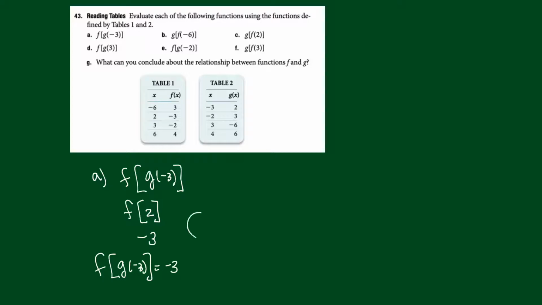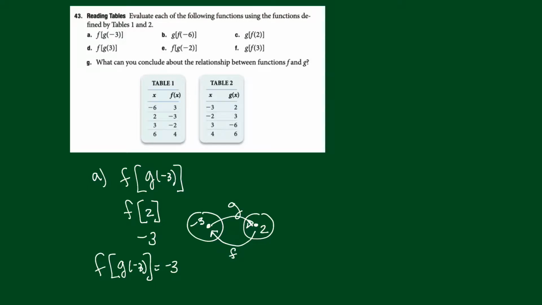So what we're doing here is, if we just draw a picture, we start here with negative 3. We apply g to it. That took us to a 2. And then we apply f to it, and that takes us right back here to negative 3. So what we see here is that f undoes the effect of g. G does something, f undoes it.